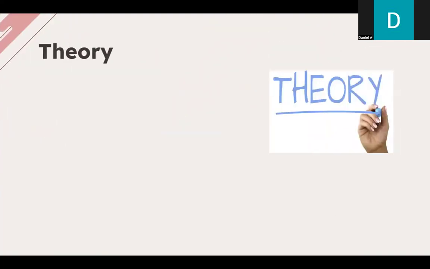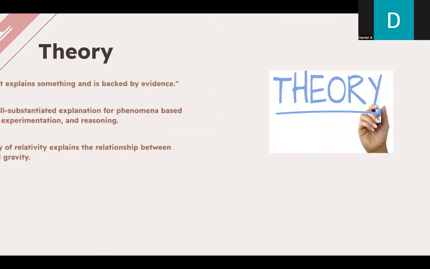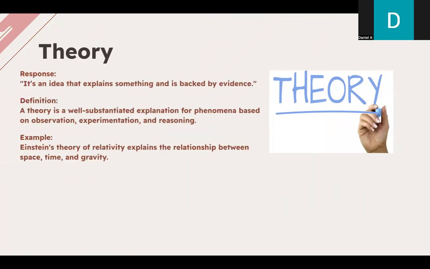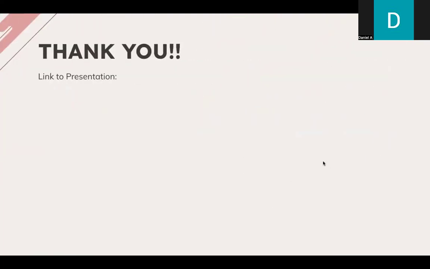Anyways, now the last one, theory. Pretty obvious. Let's see what this response says. It's an idea that explains something and is backed by evidence. Yeah. Definition: a theory is a well-substantiated explanation for a phenomenon based on observation, experimentation, and reasoning. An example: Einstein's theory of relativity explains the relationship between space, time, and gravity. Yeah. Well, you can't really get into the meat and potatoes of this, but yeah.